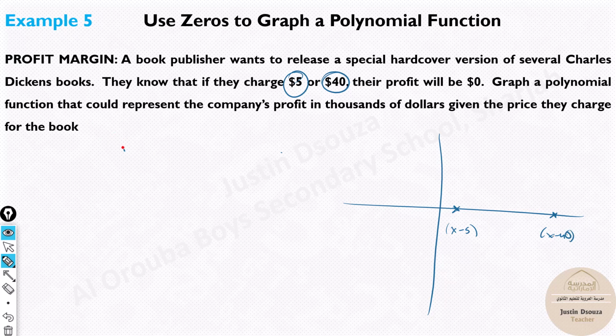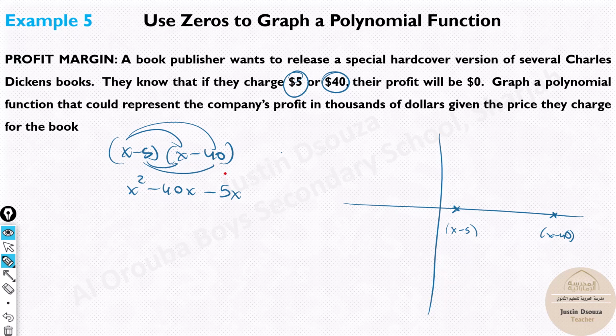So just multiply these two factors, x minus 5 times x minus 40, and now we will get x squared minus 40x minus 5x. So it's like this. And lastly, minus and minus will be plus. 40 times 5 is 200. And now we can simplify this: x squared minus 45x plus 200. Here, this is the equation.